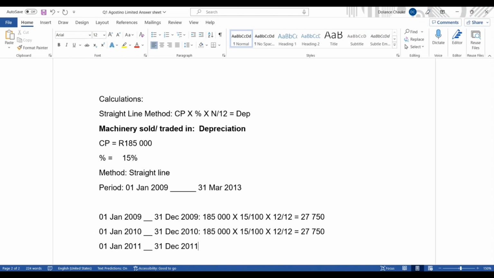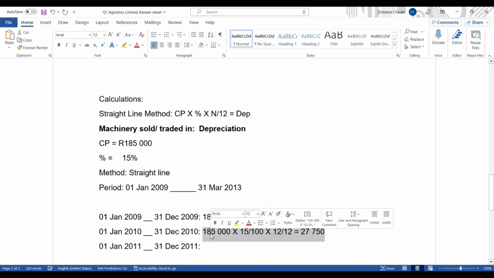Now we're doing 2011. The cost price is the same. The period, I mean the month, the percentage is still the same. The months are still the same. So this won't change. It's going to be the same until we finish. Am I clear? Because nothing changes.